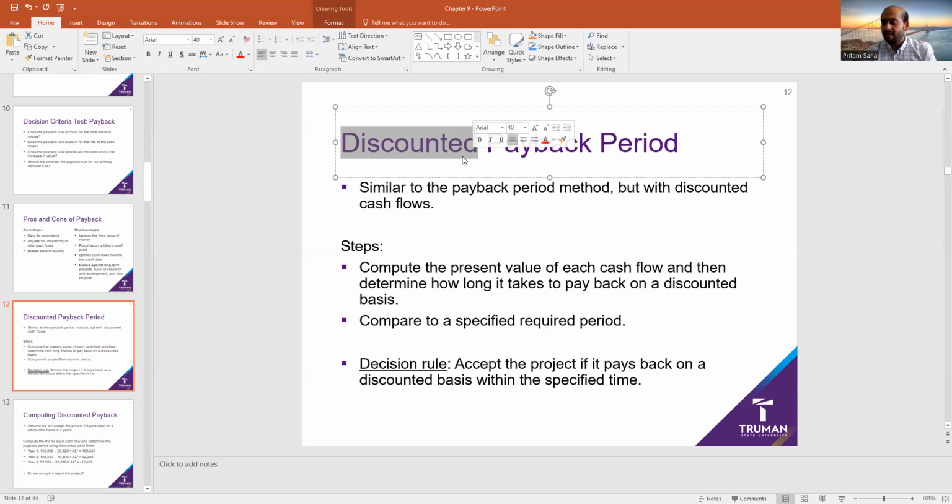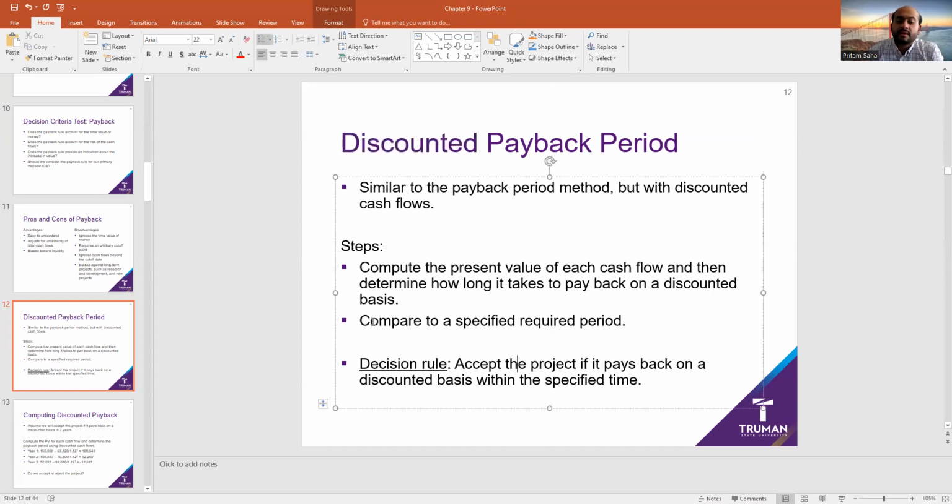So the present value of money invested today should be compared with all the future values discounted back to today. So that's why it's discounted payback. The steps are similar. You have to discount all of the future cash inflows, then compare with the current cash flow, cash flow zero, the current investment.